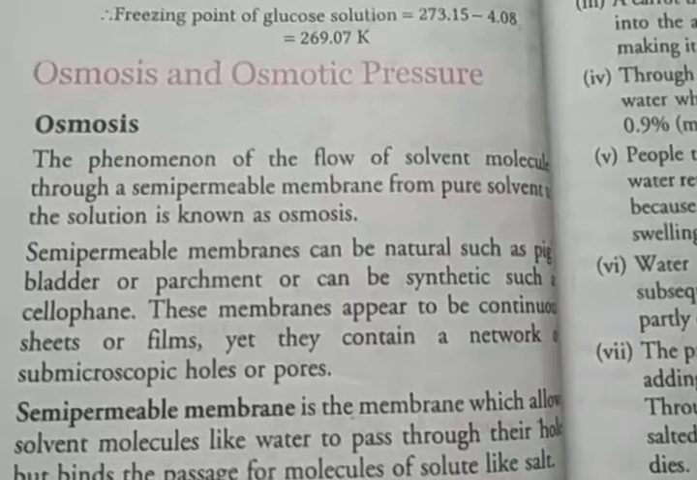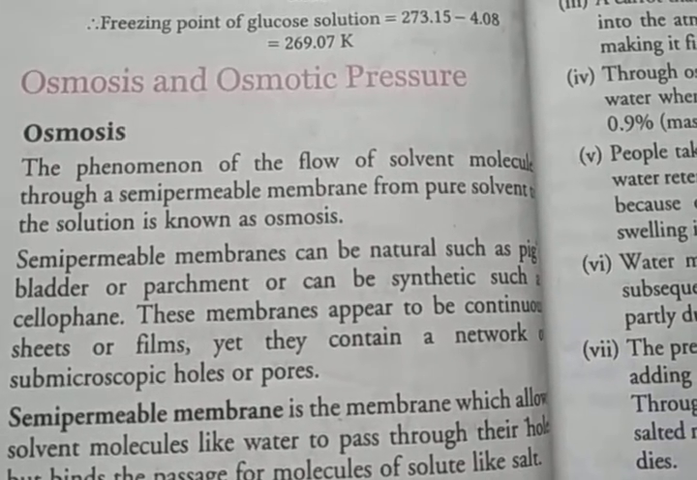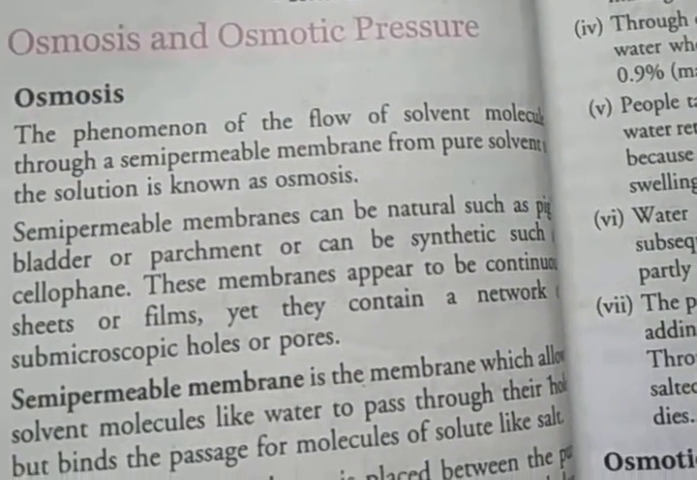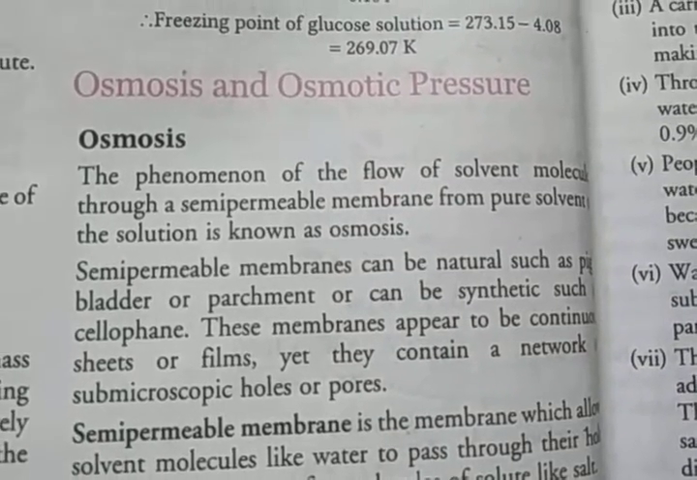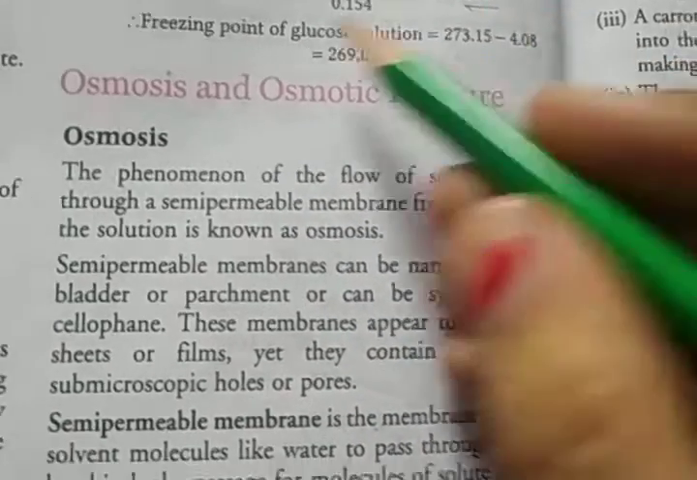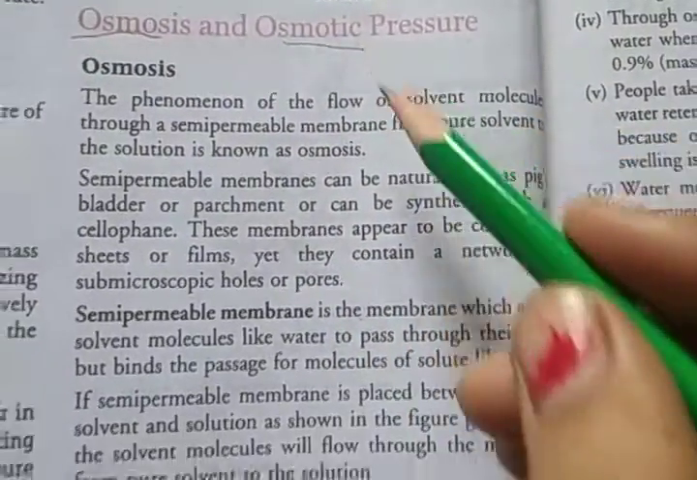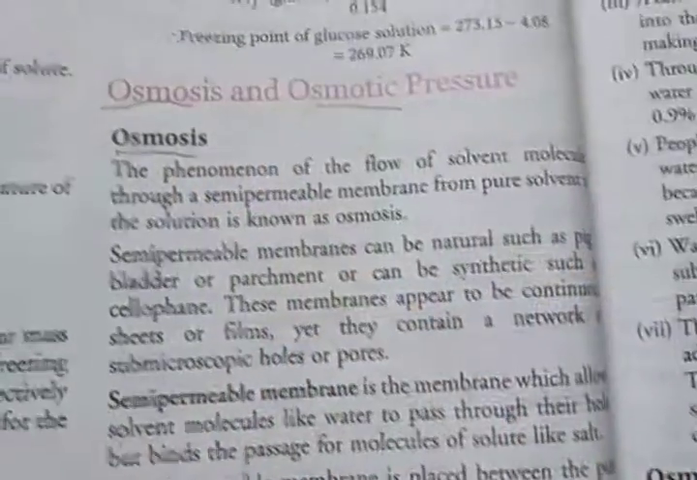So the first colligative property is the relative lowering of the vapor pressure. The second one is the elevation in the boiling point, and the third is the depression of the freezing point. The fourth is osmosis, and the related osmotic pressure we have to consider. So what is osmosis? This colligative property is also in the biology subject.